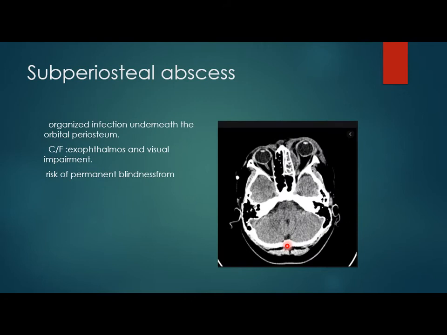Subperiosteal abscess here is the organized one, this one. And this leads to the exophthalmos and visual impairment. And the risk of this is that it leads to permanent blindness. So it's a surgical emergency and should be either drained or given intravenous antibiotic.